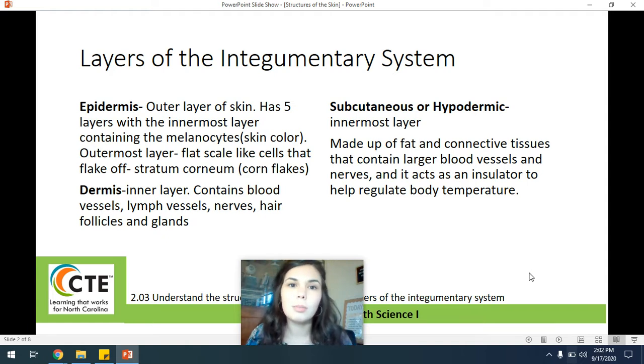First, we have the epidermis, which is the outermost layer of the skin, which is basically what you can see and feel when you're looking at a person. It has 5 layers within that, which contain melanocytes, which are the cells that help give our skin color. And then it also has an outer layer of flat, kind of scale-like cells that flake off. And this is called our stratum corneum, which you can think of like corn flakes. It flakes off, stratum corneum.